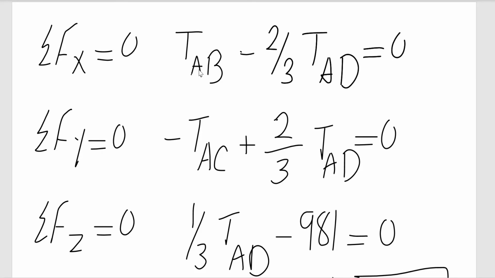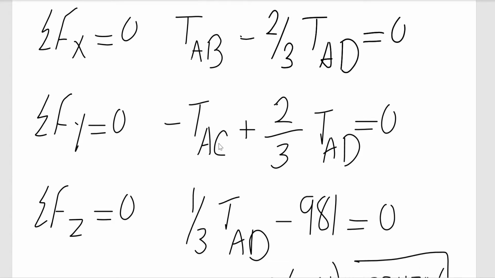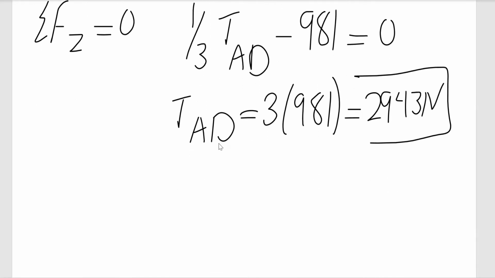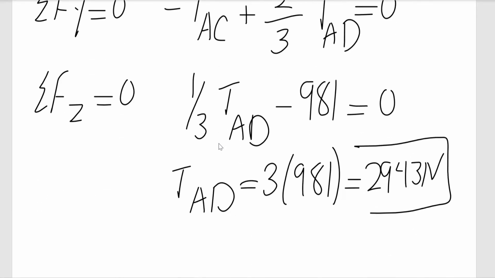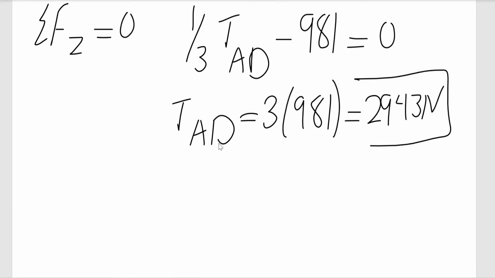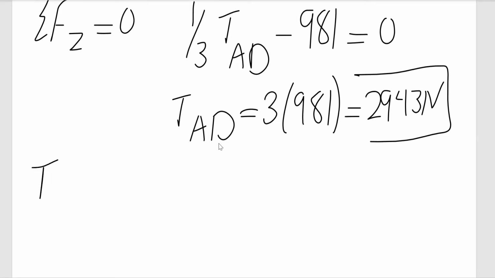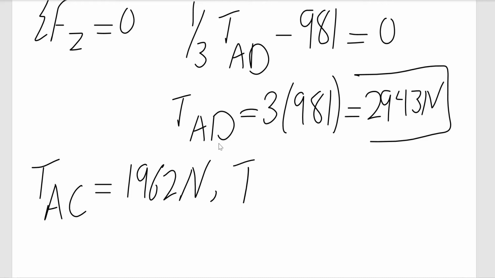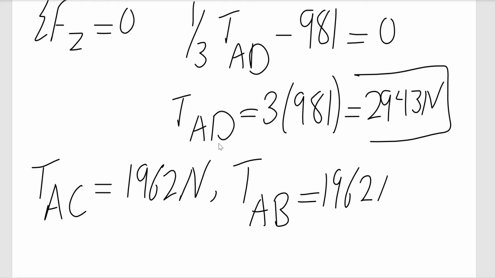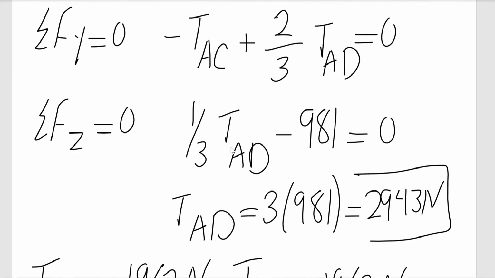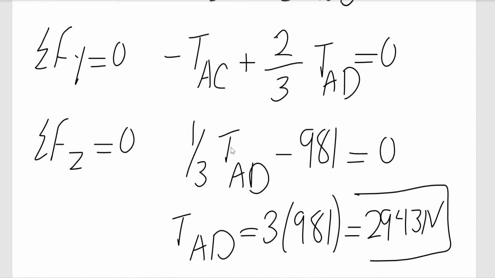And now that I found one of the unknowns, TAD, I can plug it into the first equation and then find TAB. And once I have TAD, again, I could plug it into the second equation and find TAC. So once I have TAD, I can find TAC and TAB. TAC would be 1,962 Newton, and TAB would be 1,962 Newton as well. They are the same, TAB and TAC.